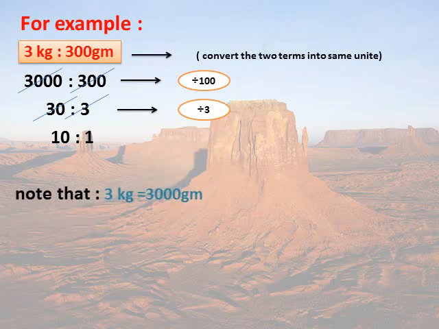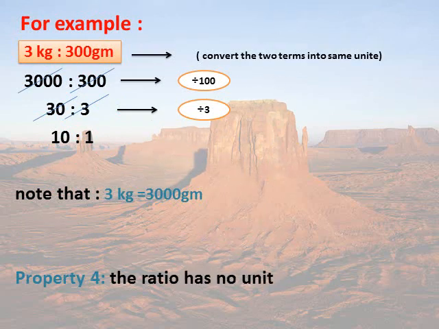Note that 3 kilograms equal 3000 gram, as 1 kilogram equals 1000 gram. Property 4 told us that the ratio has no unit. Any ratio has no unit.